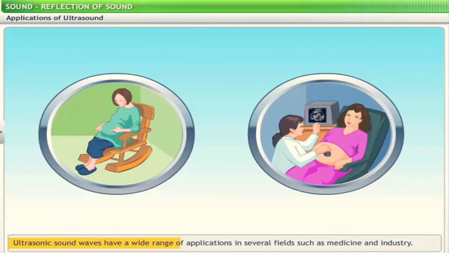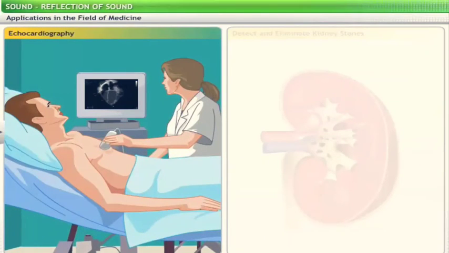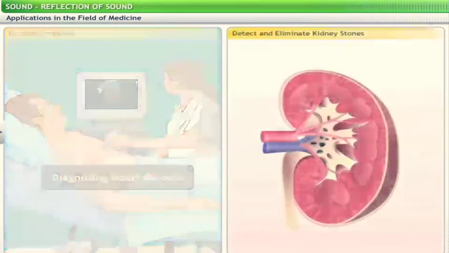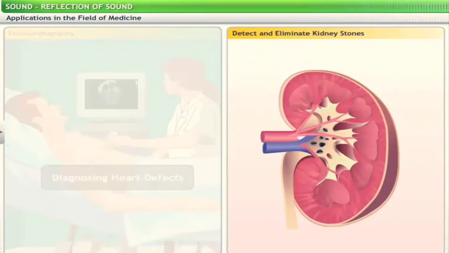Even though we cannot hear them with our naked ears, ultrasonic sound waves have a wide range of applications in several fields, such as medicine and industry. For example, ultrasounds are used in a technique called echocardiography. This technique is used to diagnose any defects in the heart by obtaining the image of the heart. Ultrasonic waves are made to reflect from various parts of the heart, and the reflected waves form the image of the heart.